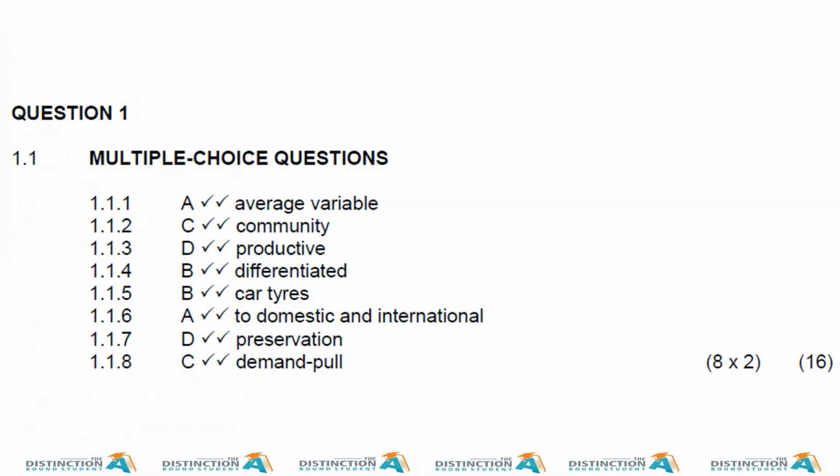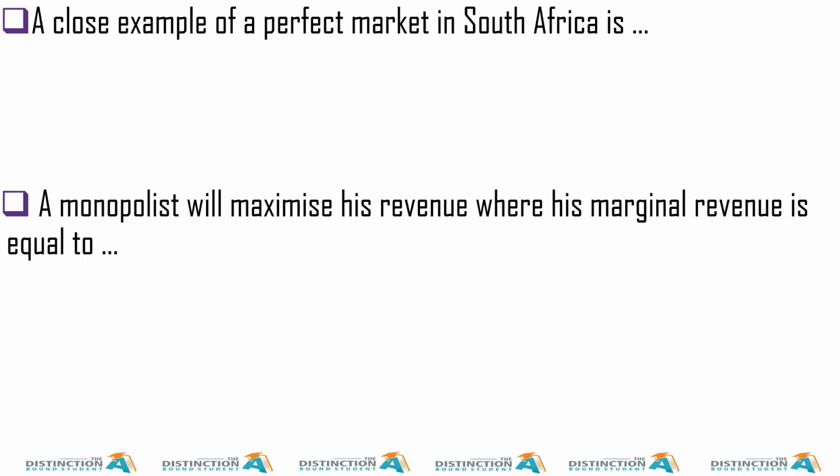All right, let's have a look. Like I said, we have two A's, two B's, two C's, and two D's. There we go. Then we move on to Feb/March 2018. The first question then was, a close example of a perfectly competitive market in South Africa.